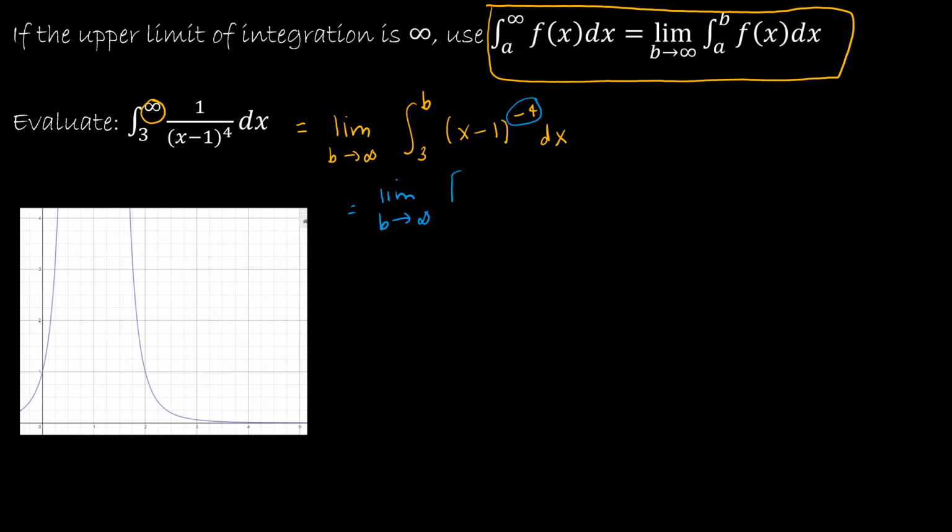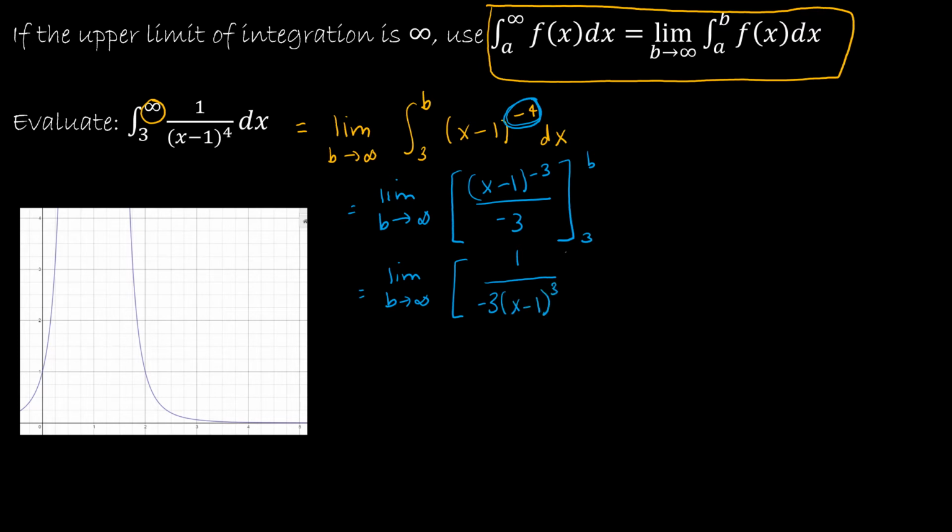So the limit as b approaches infinity, and then this tells me I'm going to take (x minus 1) to the negative 3 divided by negative 3, evaluated from 3 to b. So let's clean that up just a little bit. Obviously, (x minus 1) to the negative 3, negative 3 tells me it belongs in the denominator, so I have 1 over negative 3 times (x minus 1) to the positive third, evaluated from 3 to b.